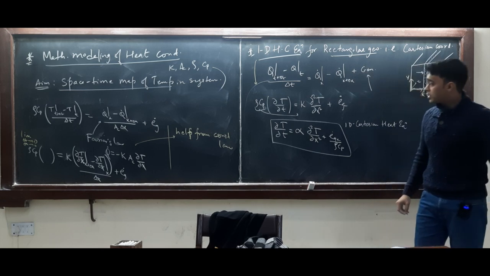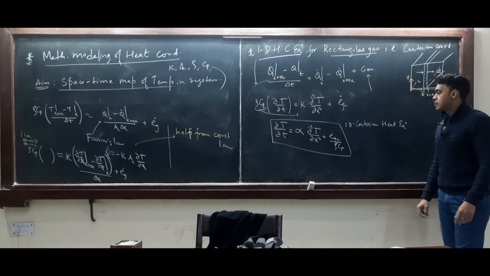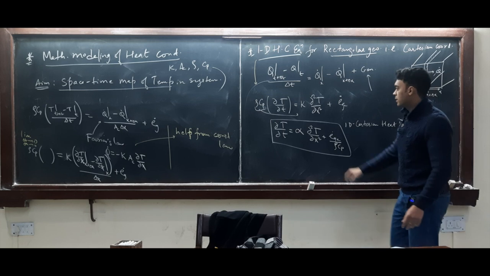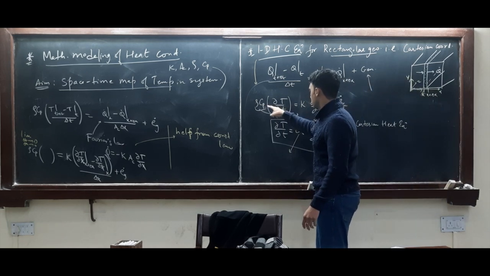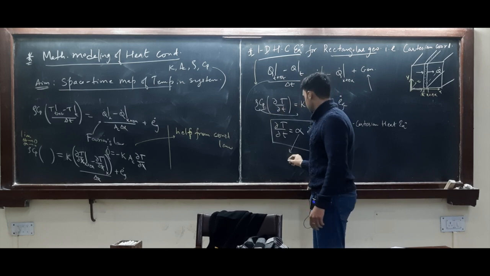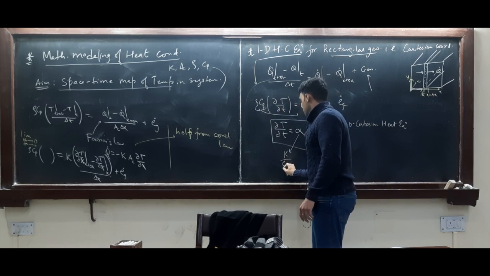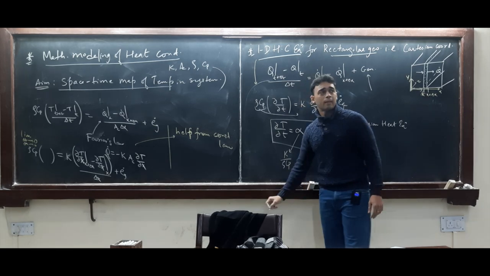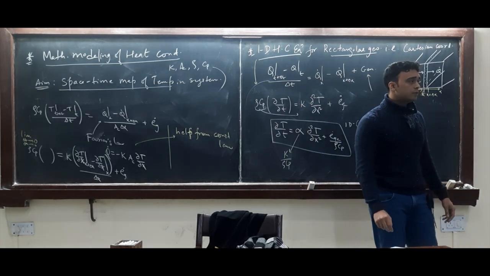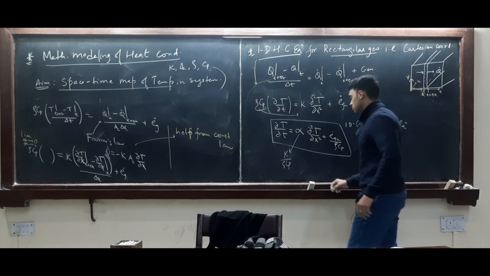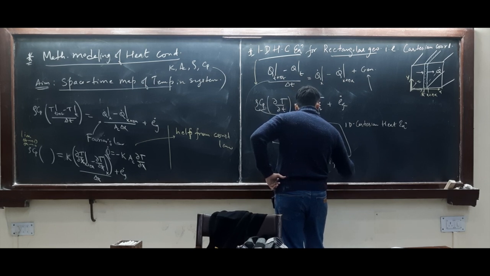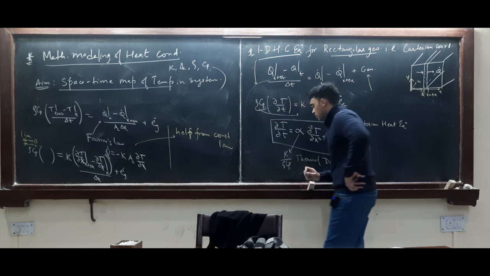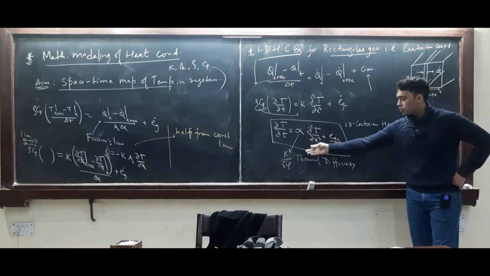Now, a very important question. What have I done here? This alpha, what is the ratio of k by? What is this alpha called? Thermal diffusivity. What does it mean? When I said, what is this called?